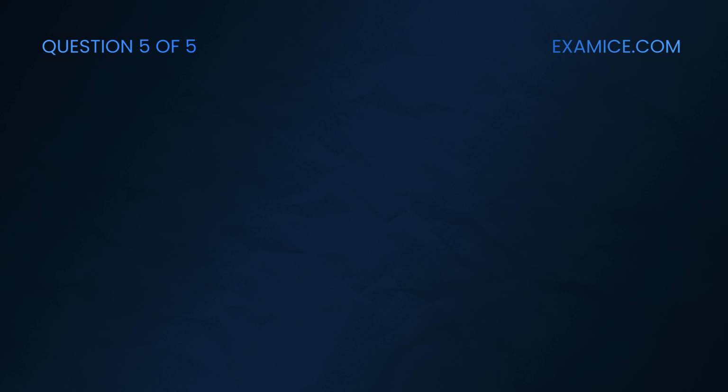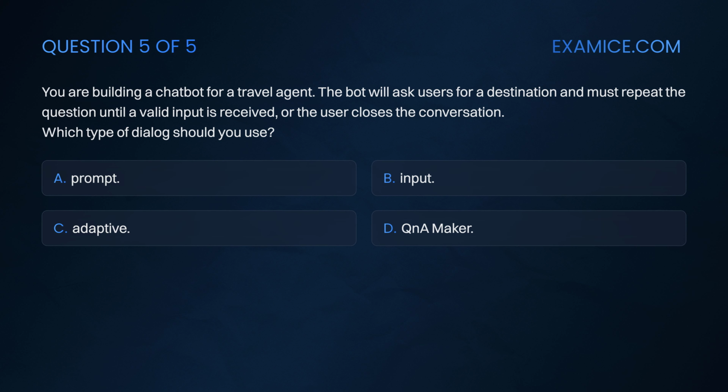Question 5. You are building a chatbot for a travel agent. The bot will ask users for a destination and must repeat the question until a valid input is received or the user closes the conversation. Which type of dialogue should you use? Option A, prompt. Option B, input. Option C, adaptive. Option D, Q&A maker.